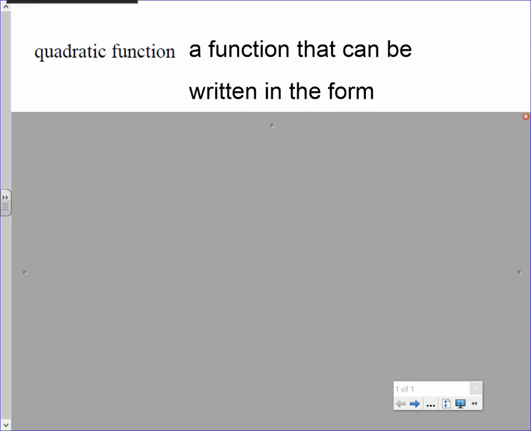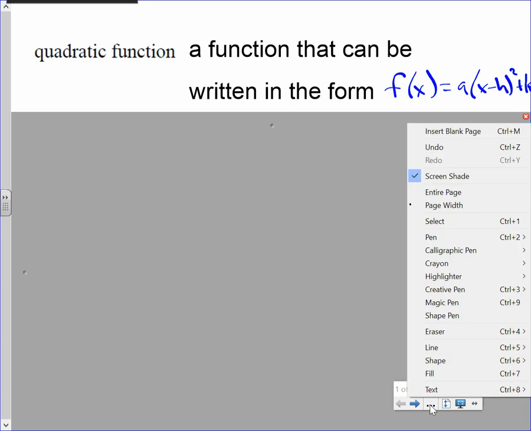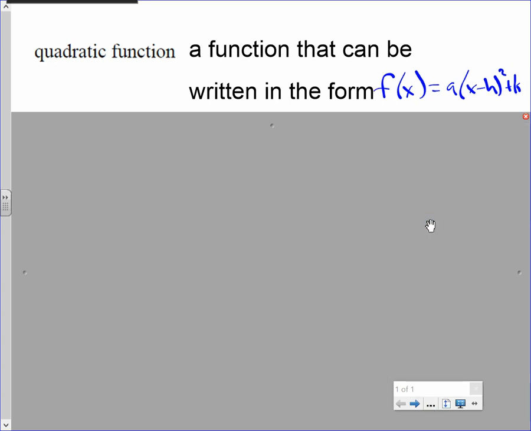So we're going to write the word quadratic. So you have the word quadratic function, and here's the definition. Go to write this down. A function that can be written in the form f of x equals a times the quantity x minus h squared plus k. F of x equals a times x minus h squared plus k.